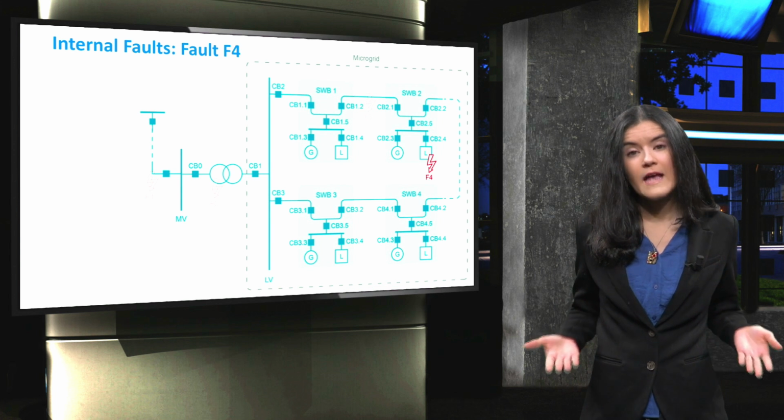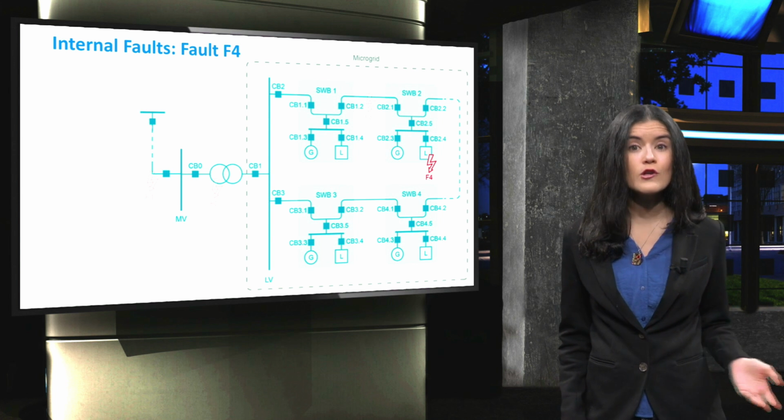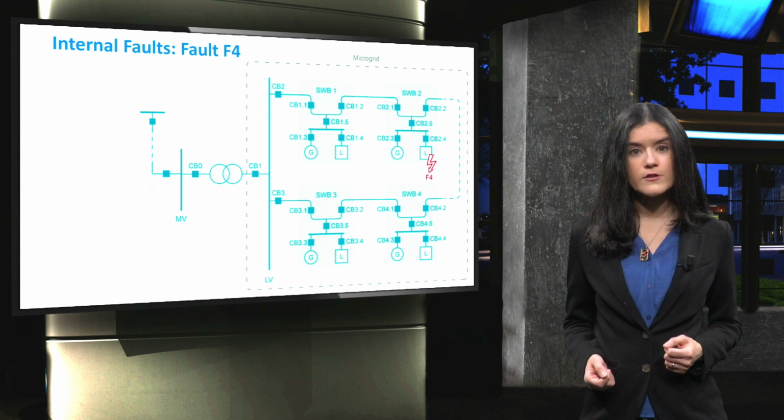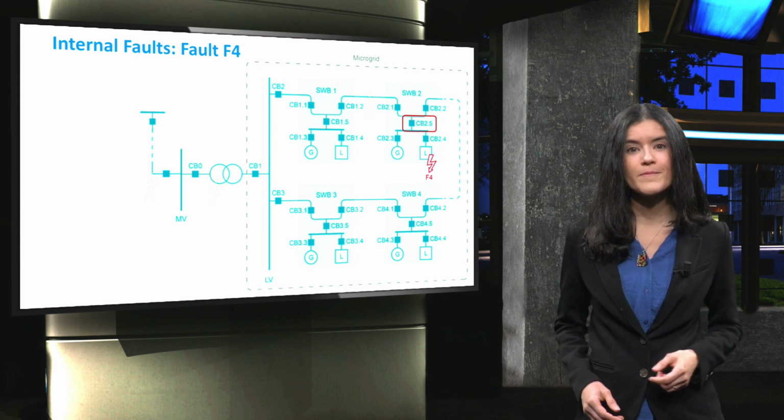If a fault occurs at F4, then a high short circuit current is supplied to the fault location, both from the main grid and surrounding distributed generators. As a result, the fault can be cleared by tripping the CB2.4, which is generally a fuse. If CB2.4 does not trip, then CB2.5 reacts. In general, there is no sensitivity or selectivity problem for the fault at F4.